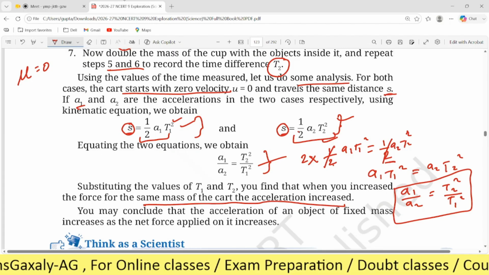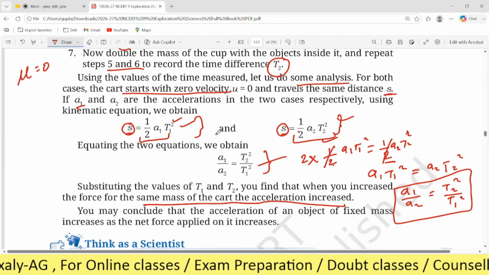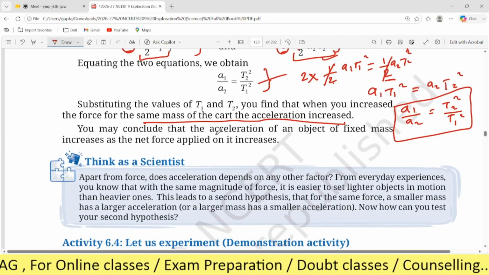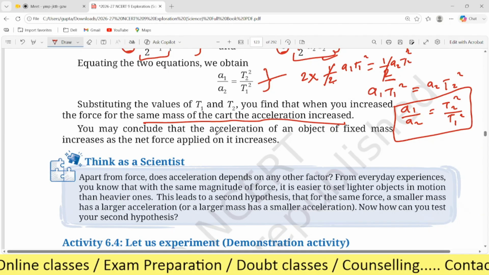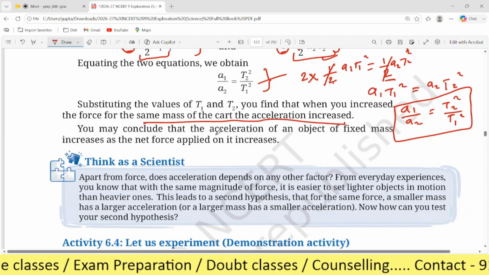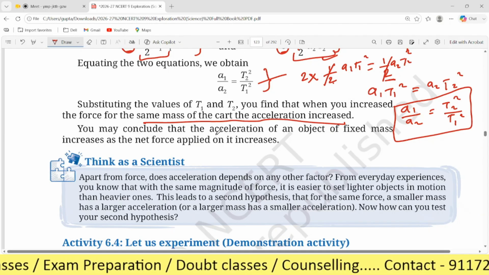Is it clear now? Okay. So we may conclude that the acceleration of an object of fixed mass increases as the net force applied on it increases.